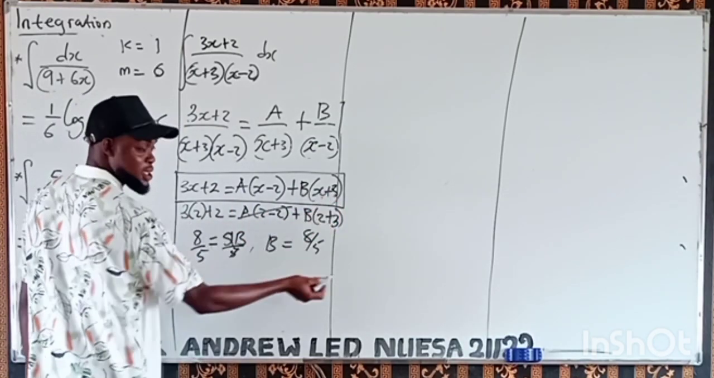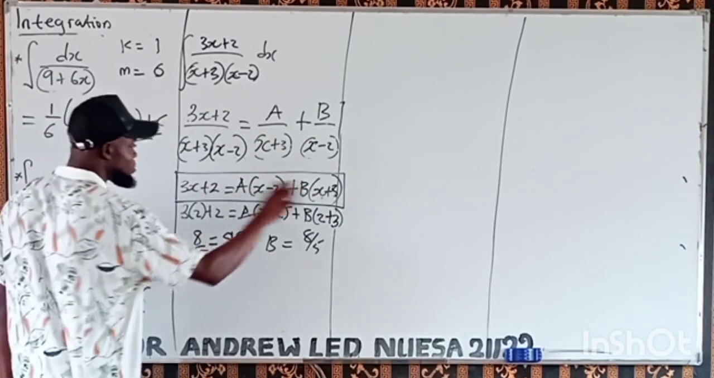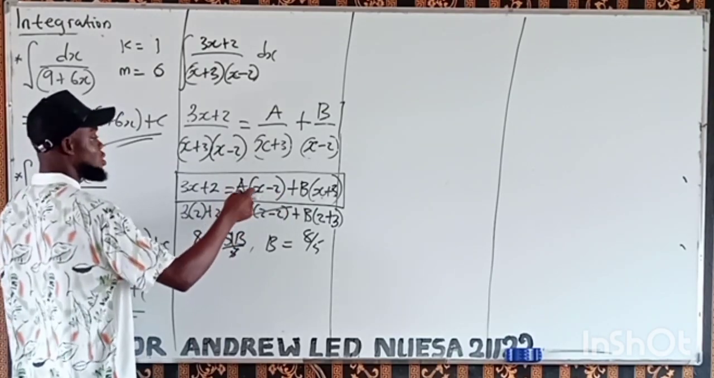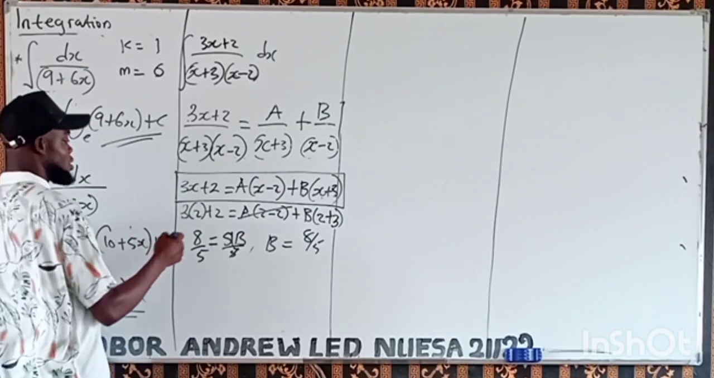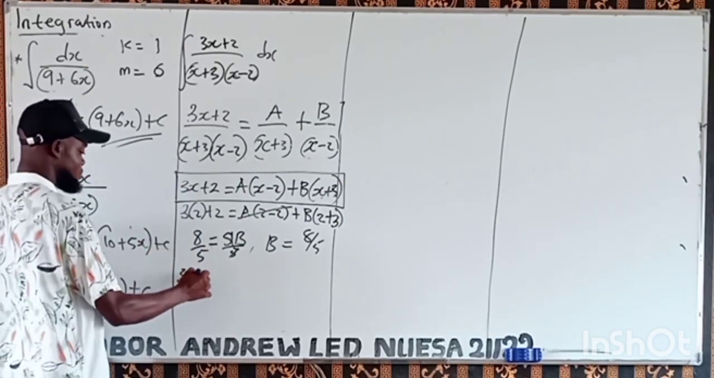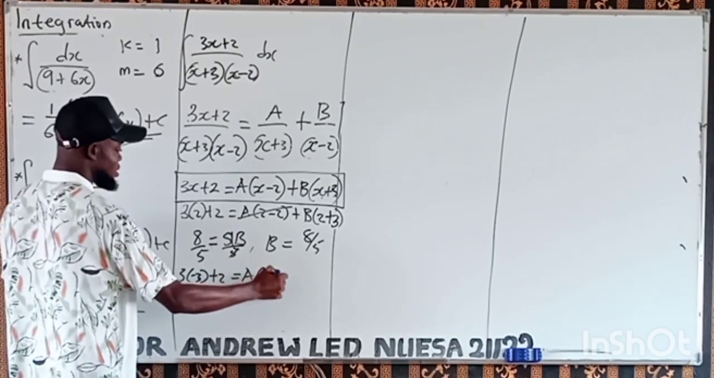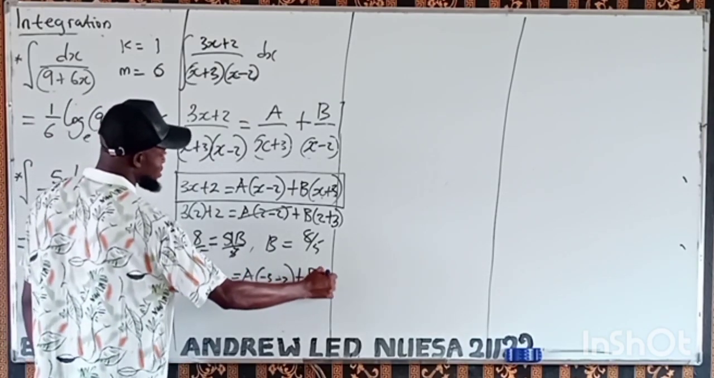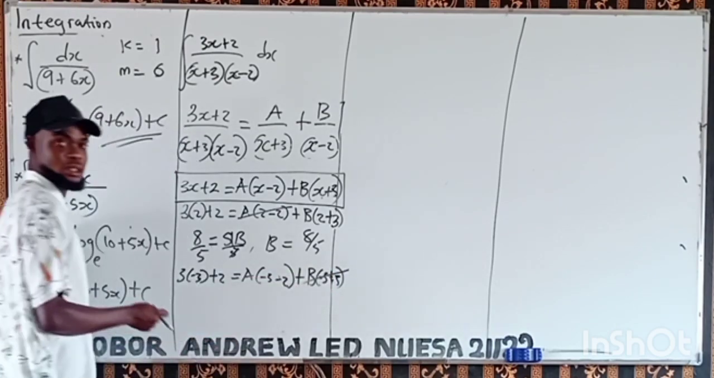Minus 3 plus 3, that is 0. So when S is minus 3, B will be 0. Remember, when S is 2, 2 minus 2 will be 0, then when S is minus 3, plus 3, B will be 0. So we have 3 times minus 3 plus 2 equals A times minus 3 minus 2 plus B times minus 3 plus 3. Then minus 3 plus 3 will be 0. Everything there will be 0.